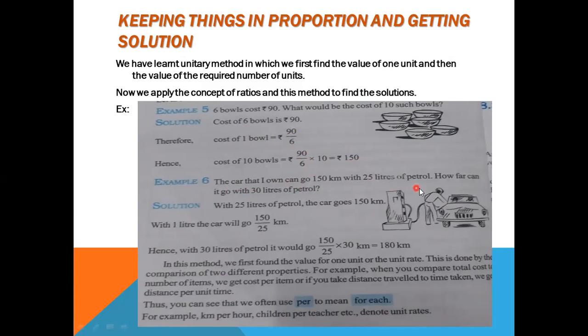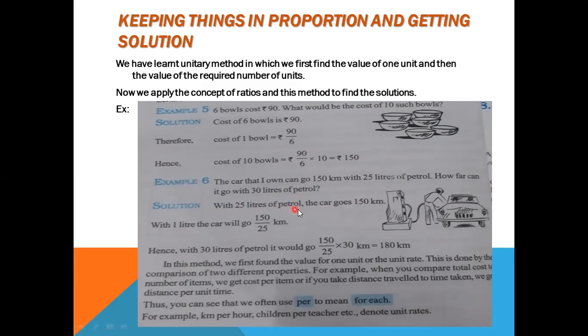150 kilometers with 25 liters of petrol. How far can it go with 30 liters of petrol? See here, a car with the 25 liters of petrol will go 150 kilometers. So now with the 30 liters of petrol, how many kilometers can it go?